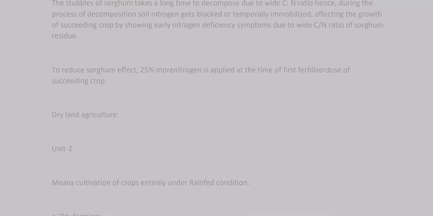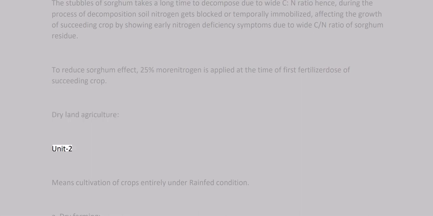9. Sorghum sickness. The stubbles of sorghum take a long time to decompose due to wide C/N ratio. Hence, during the process of decomposition soil nitrogen gets blocked or temporarily immobilized, affecting the growth of the succeeding crop by showing early nitrogen deficiency symptoms due to wide C/N ratio of sorghum residue. To reduce sorghum effect, 25% more nitrogen is applied at the time of first fertilizer dose of the succeeding crop.